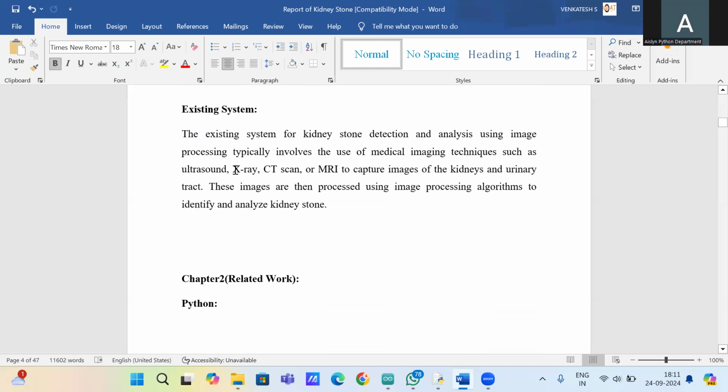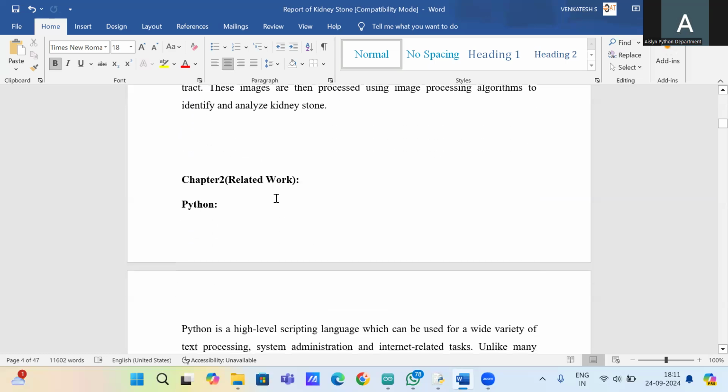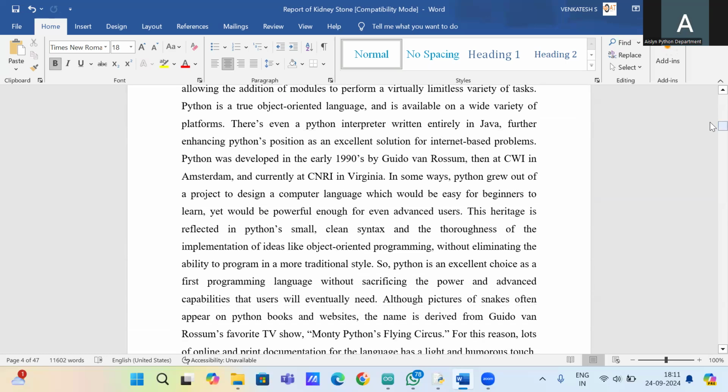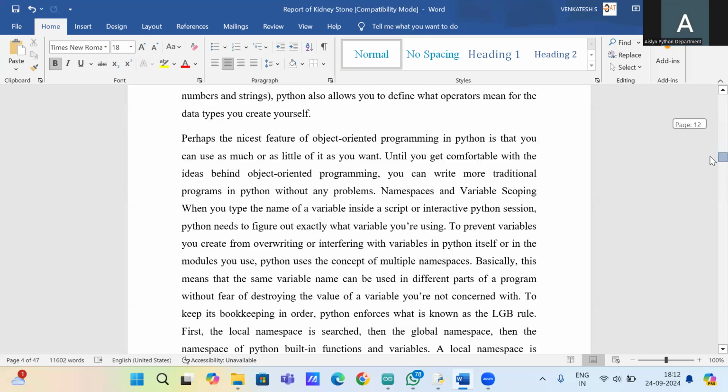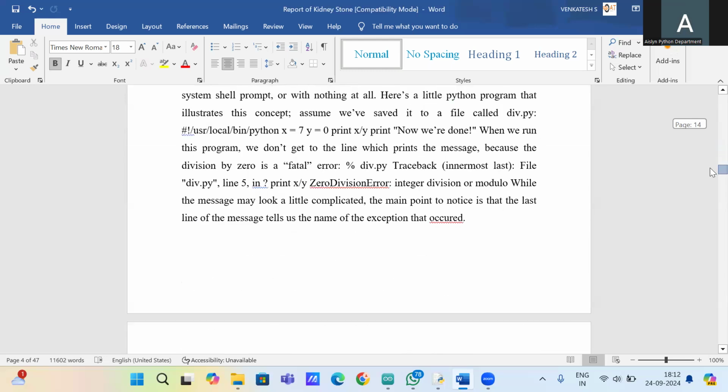Existing system. So these are the existing systems that are already available in the market. I'll explain the workflow so that you have a good idea of the project.